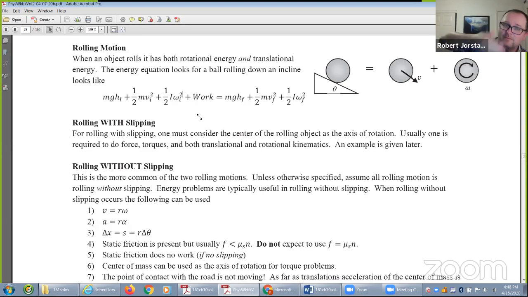Remember, with swinging motion, when you had a pendulum swinging, we did not have the 1/2 mv squared. So with swinging, we had an mgh and a 1/2 I omega squared. With rolling, we have both. All right.